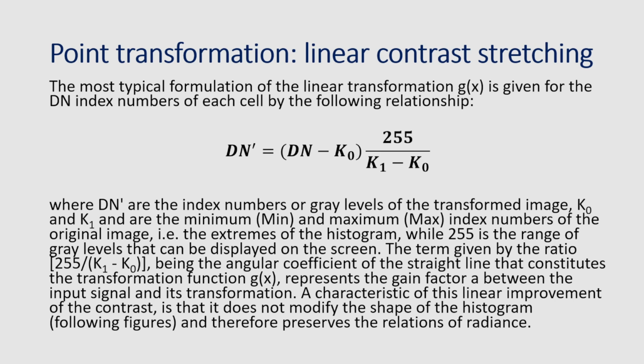The term given by the ratio 255/(K1 - K0), being the angular coefficient of the straight line that constitutes the transformation function g(x), represents the gain factor between the input signal and its transformation. A characteristic of this linear improvement of the contrast is that it does not modify the shape of the histogram, following figures, and therefore preserves the relations of radiance.